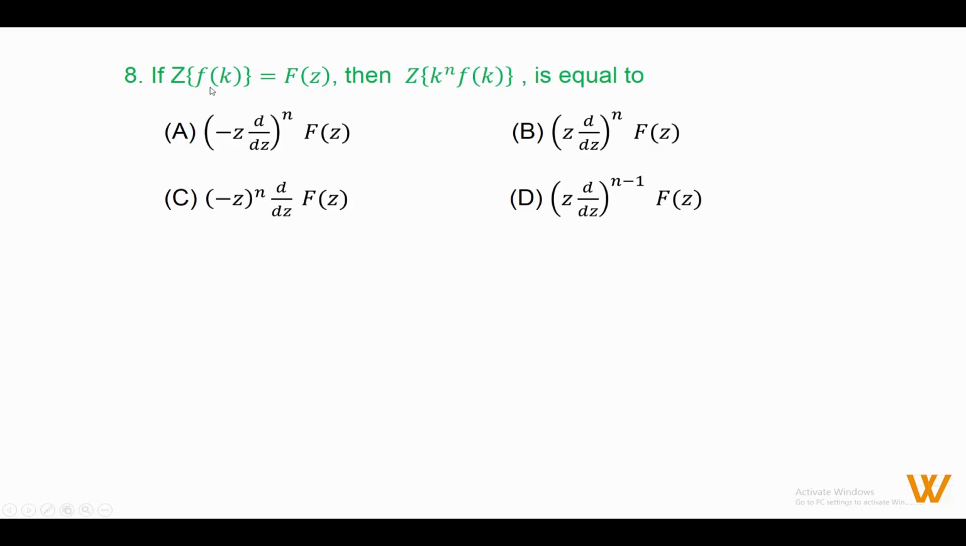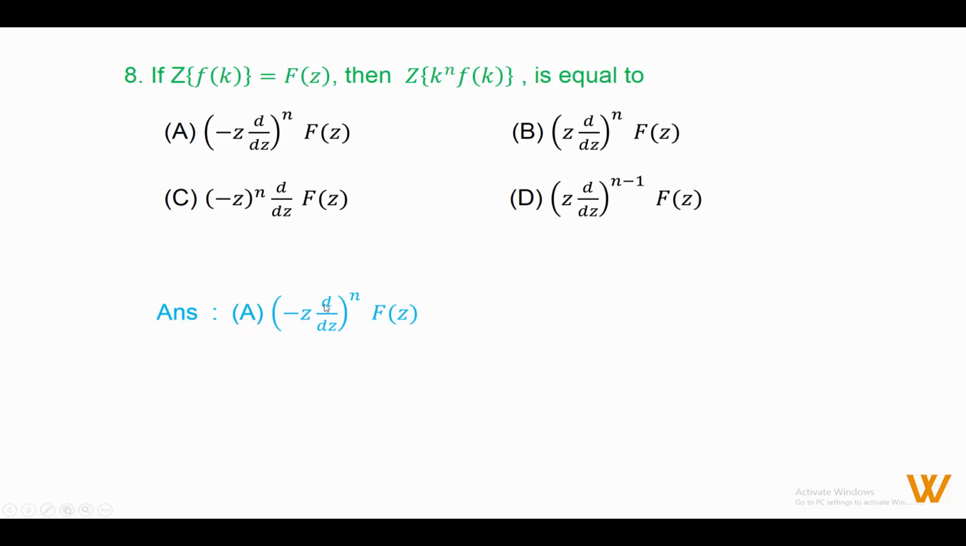8. If z transform of f of k is capital F of z, then z transform of k raised to n f of k is equal to, multiply sequence by k raised to n, then its z transform is, answer is A option, minus z d by dz raised to n F of z.